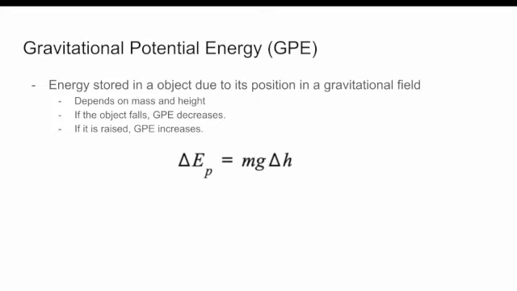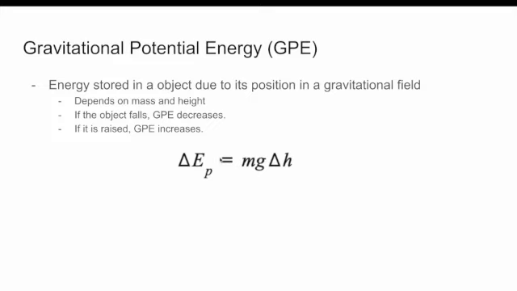The object's gravitational potential energy depends on its mass and its height, as well as gravity, but for the most part in this mechanics unit we assume gravity as being 9.81 meters per second squared, so we can just say that it depends on the mass and the height. If the object falls, the gravitational potential energy decreases because this delta H here becomes negative. The final height is less than the initial height, so we have a smaller gravitational potential energy.